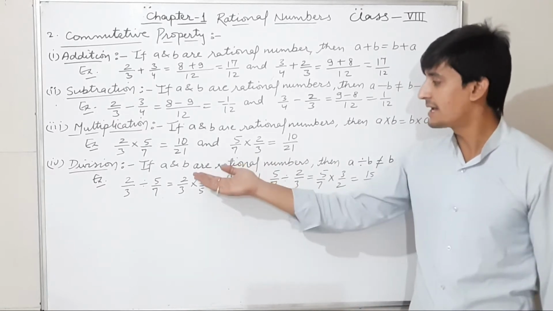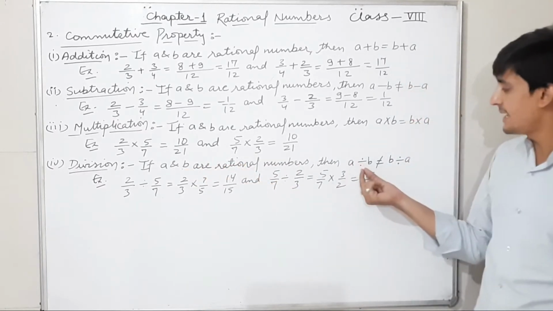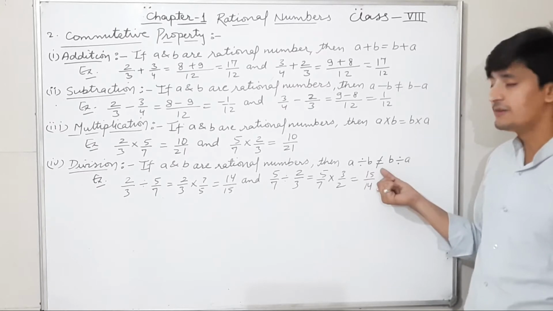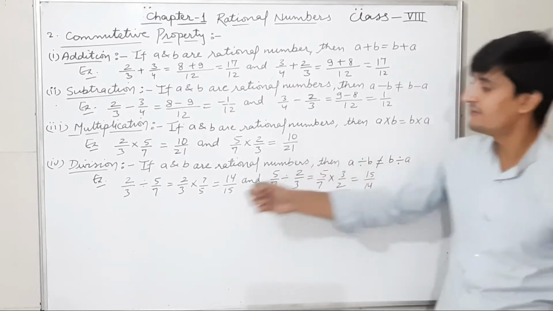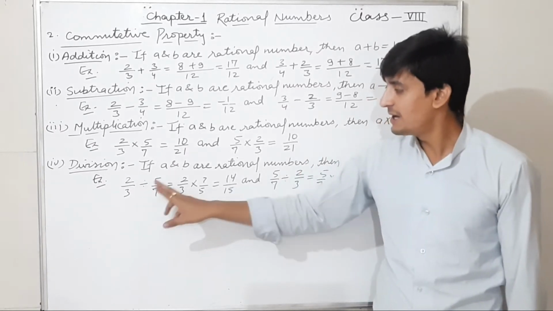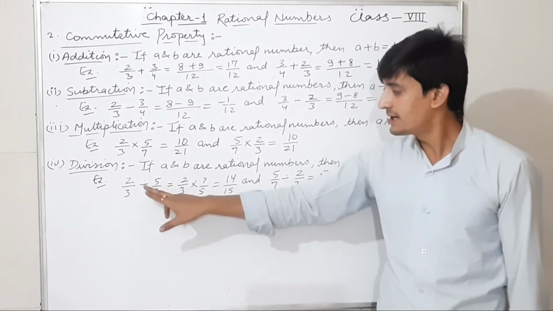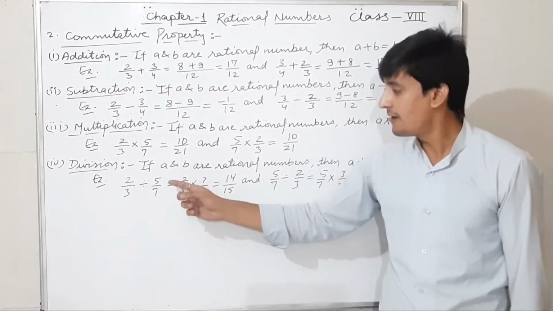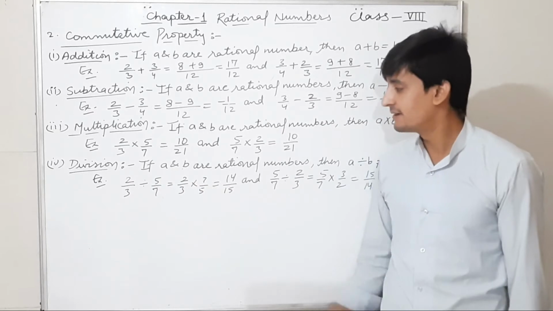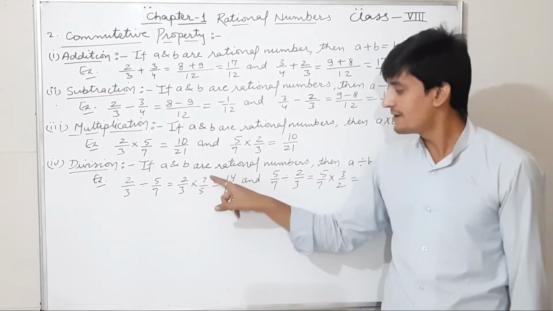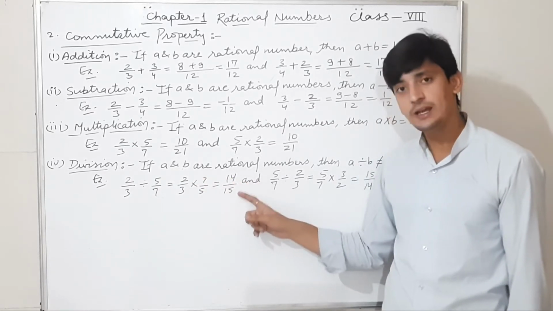Let's suppose I have two rational numbers a and b. So the condition is a divided by b will not be equal to b divided by a. For example, I have 2 by 3 divided by 5 by 7. Now I will change the sign of divide into multiplication and take the reciprocal of 5 by 7. What do I get? 7 upon 5. 2 sevens are 14 and 3 fives are 15.